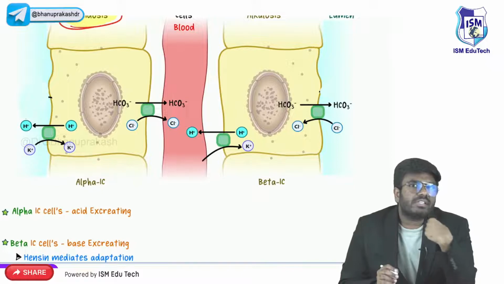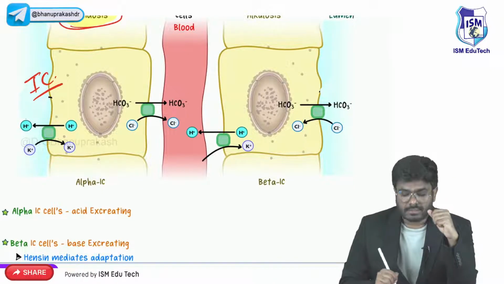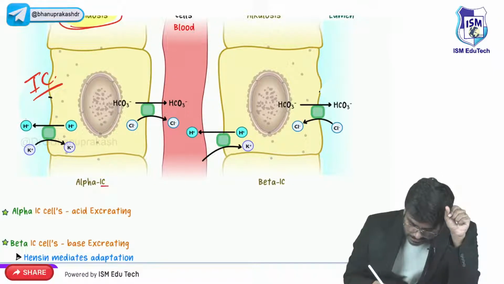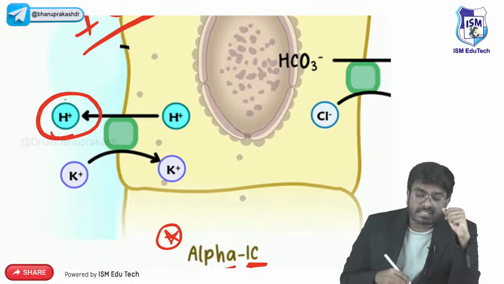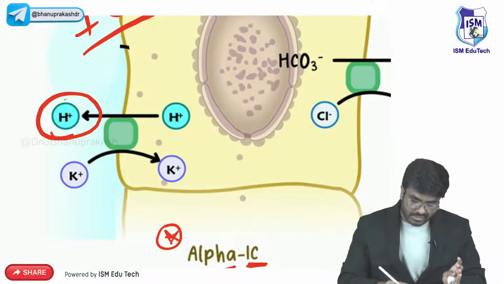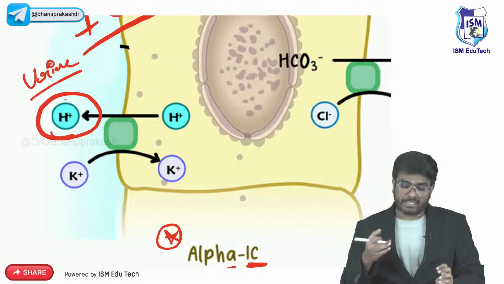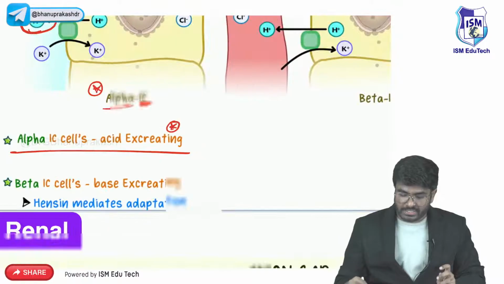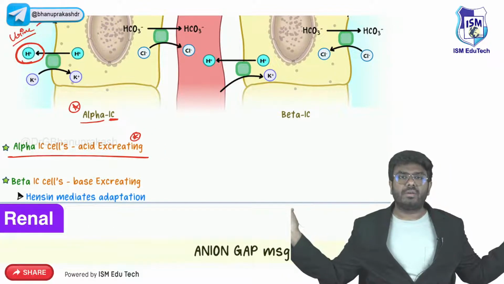So whenever you suffer with acidosis, do you know what the intercalated cells, the IC cells, will do? During acidosis, the intercalated cell type is called the alpha intercalated cell. See here what it is doing. It is excreting the acids out of the body into the urine. So alpha intercalated cells are called the acid excreting cells. During acidosis, we don't want the acids in our body. We don't want the protons. Get rid of the protons.